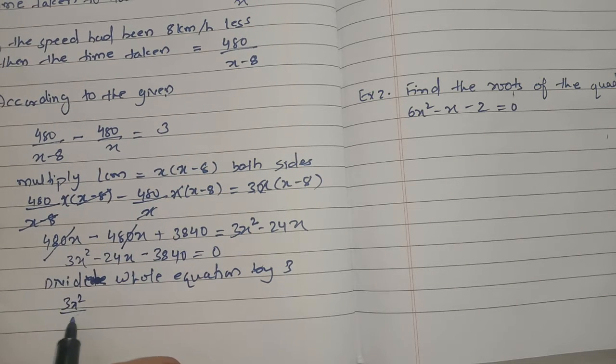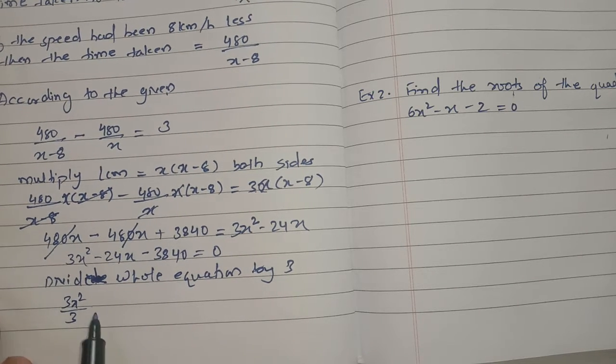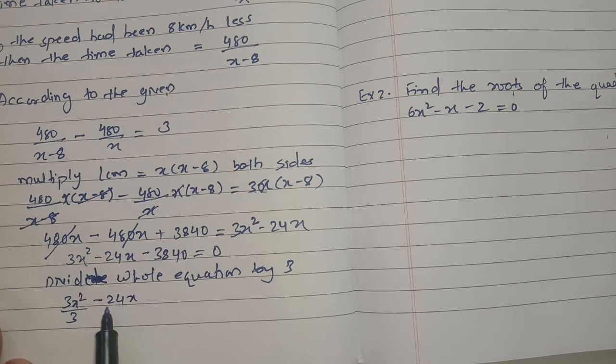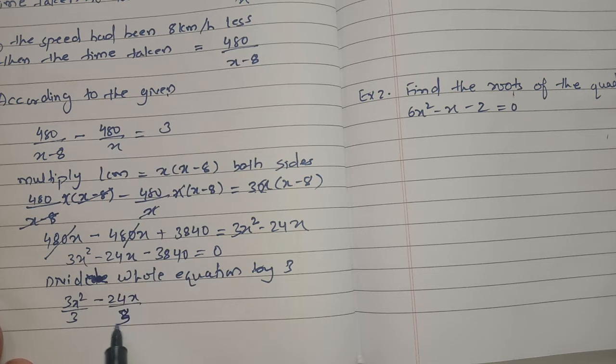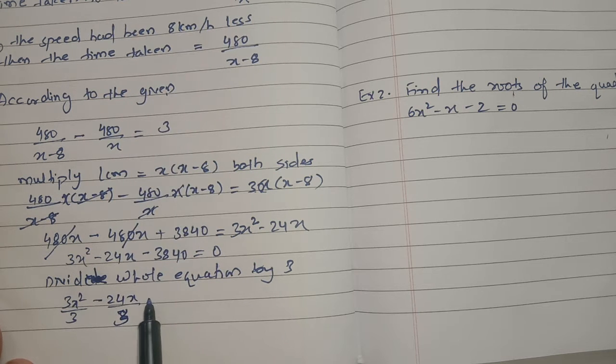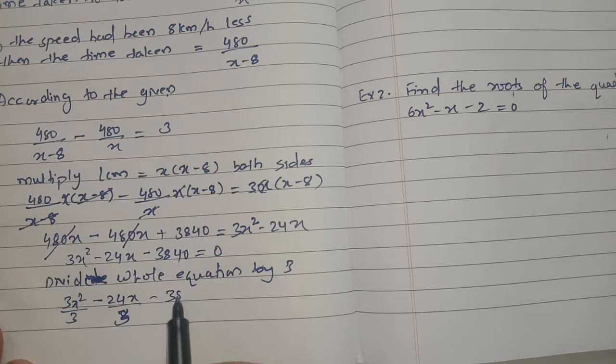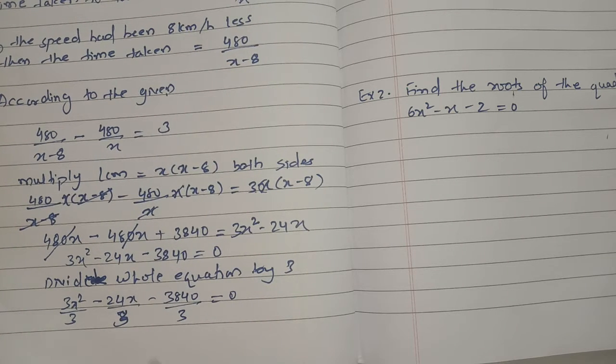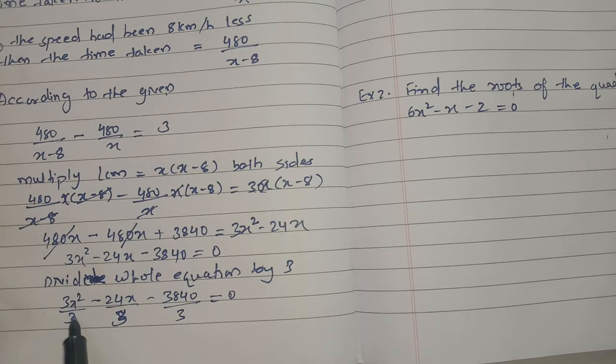x square divided by 3. If it is possible to divide the whole equation by any value, we have to divide it, students, to get a simple equation. If we get the simple equation, we can get the answer easily. That is the reason, if it is possible to divide by any common term, we have to divide it.